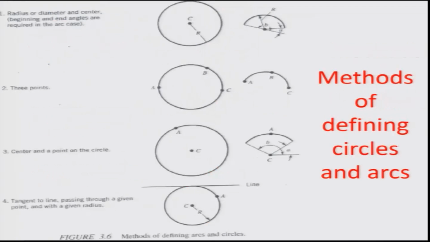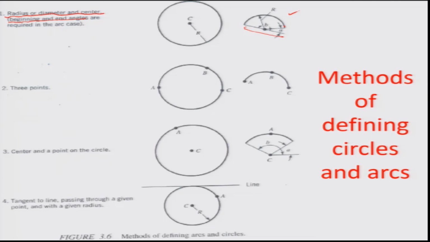Similarly, you could have a variety of ways to define arcs and circles. For example, the basic representation of a circle could be a radius or diameter and the center. If you wanted to define an arc, then you just need values for the beginning and end angles. For example, this is a representation of an arc. It starts from an angle B and goes all the way to where the radius has an angle A with respect to this diameter.